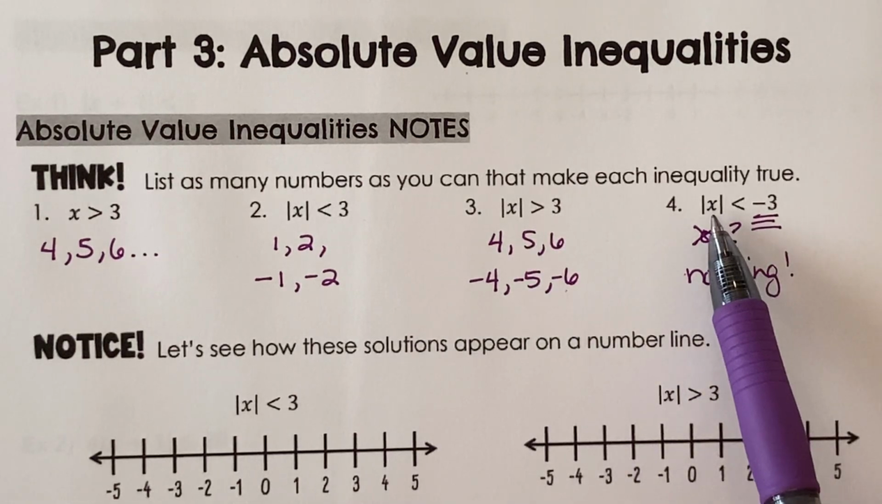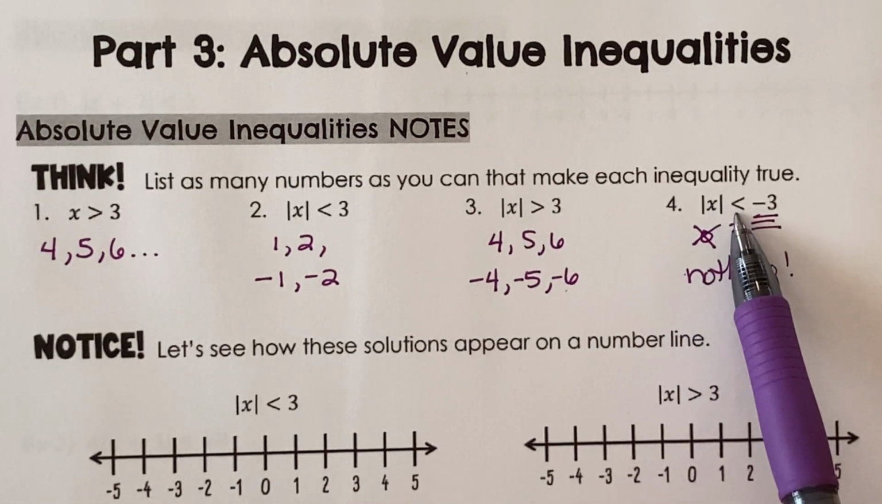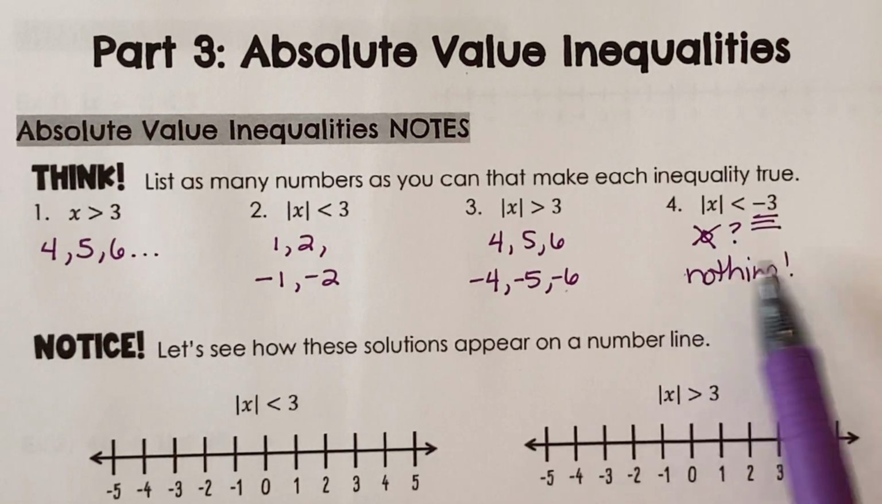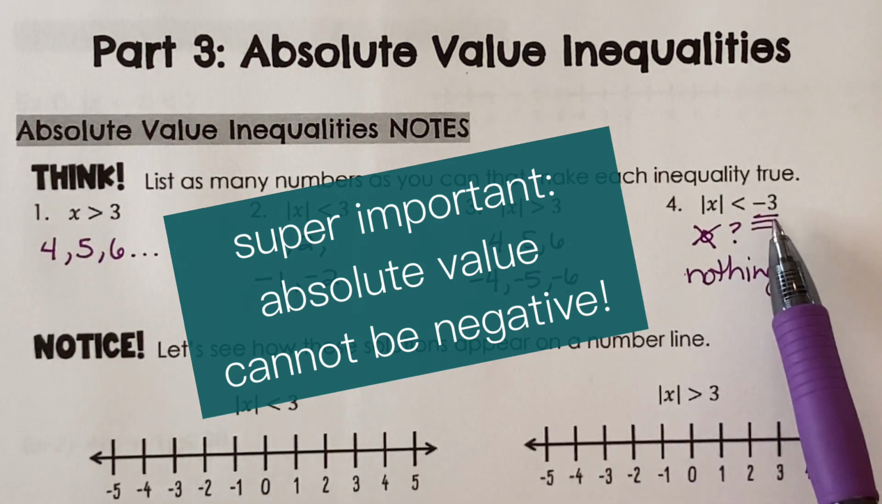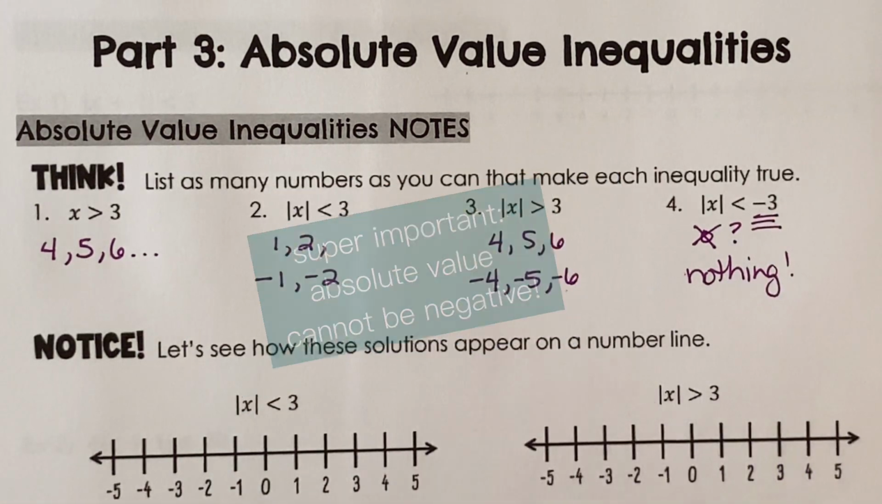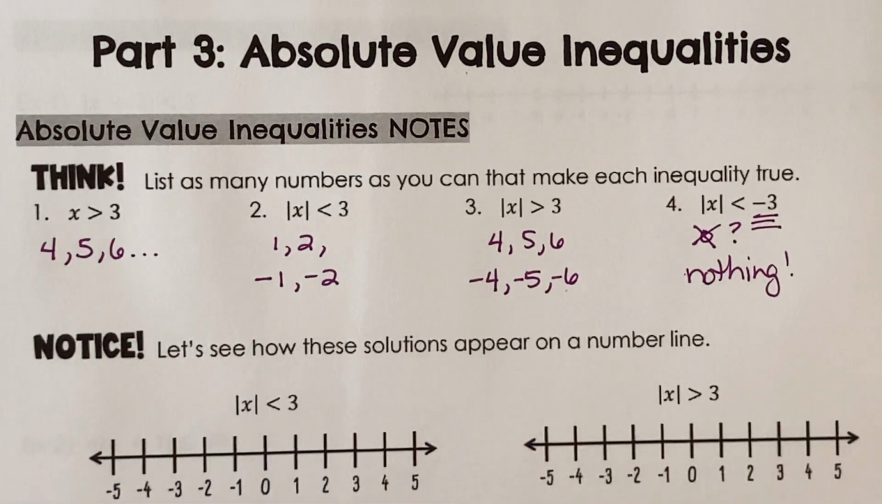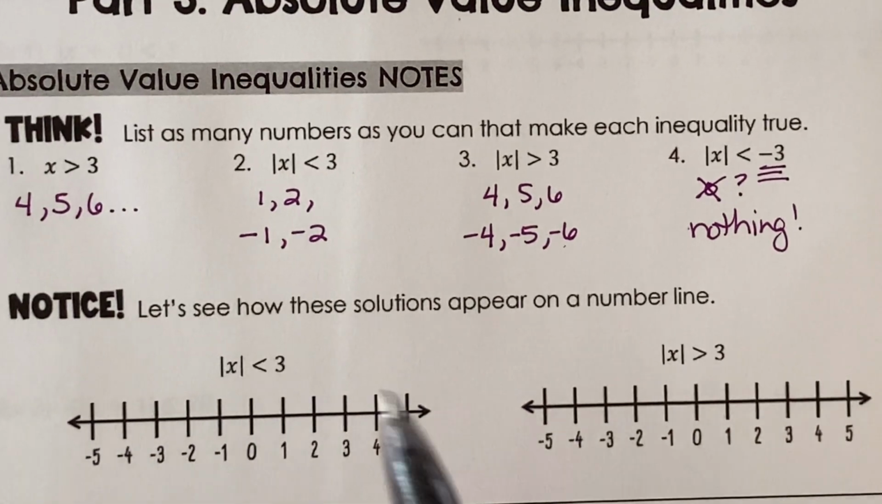Over here, I have the absolute value of a number is less than -3, and nothing will work here because absolute value is always dealing with distance, and we know that absolute value has to be a positive number. So, what does that mean? Let's see how these solutions appear on a number line.